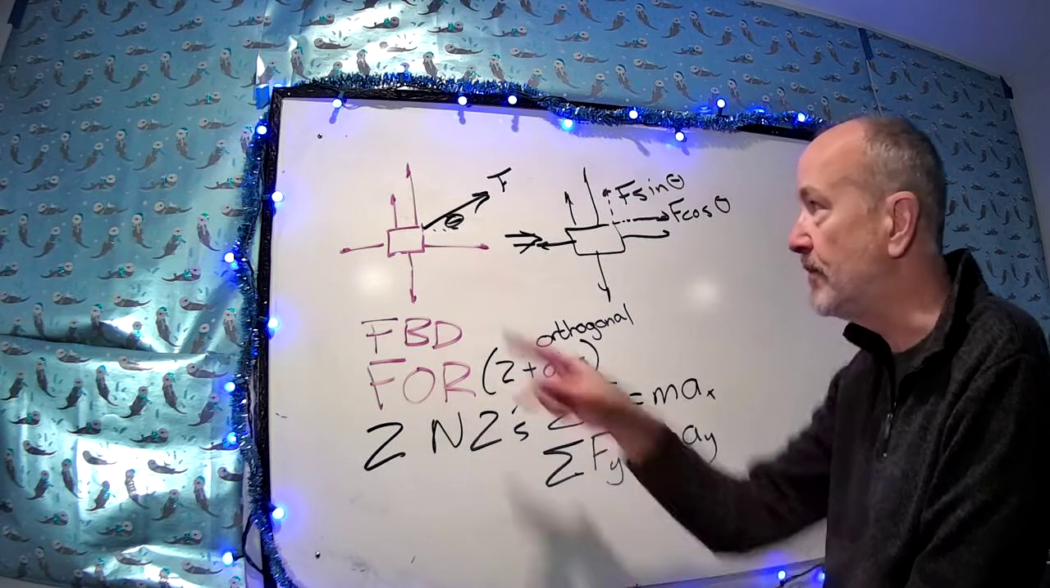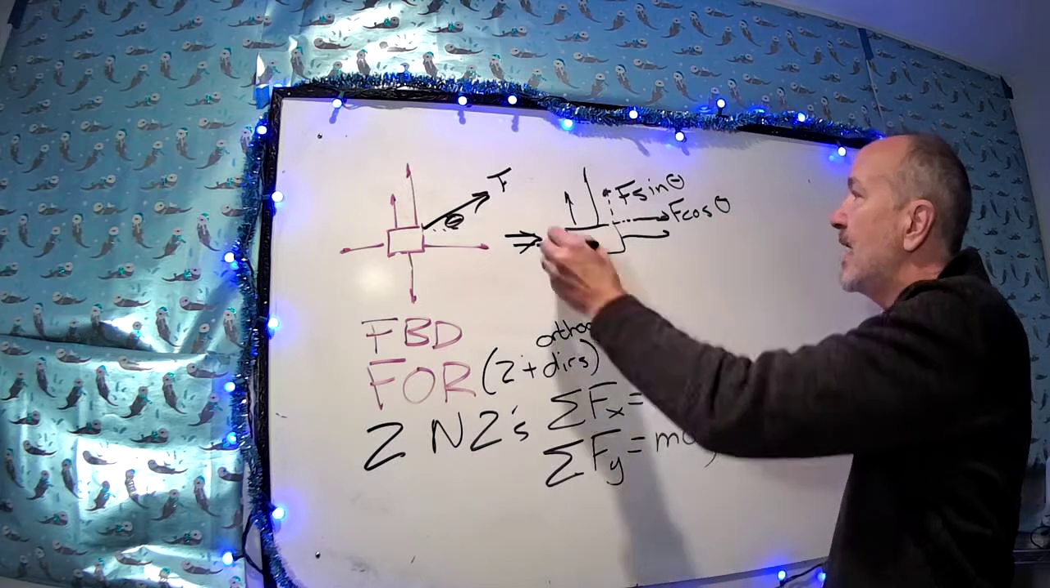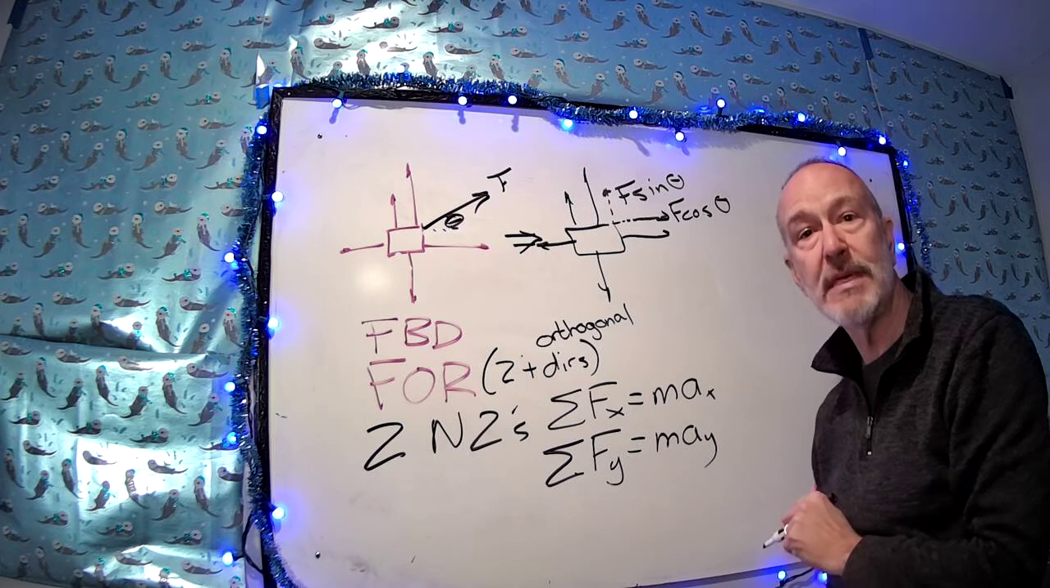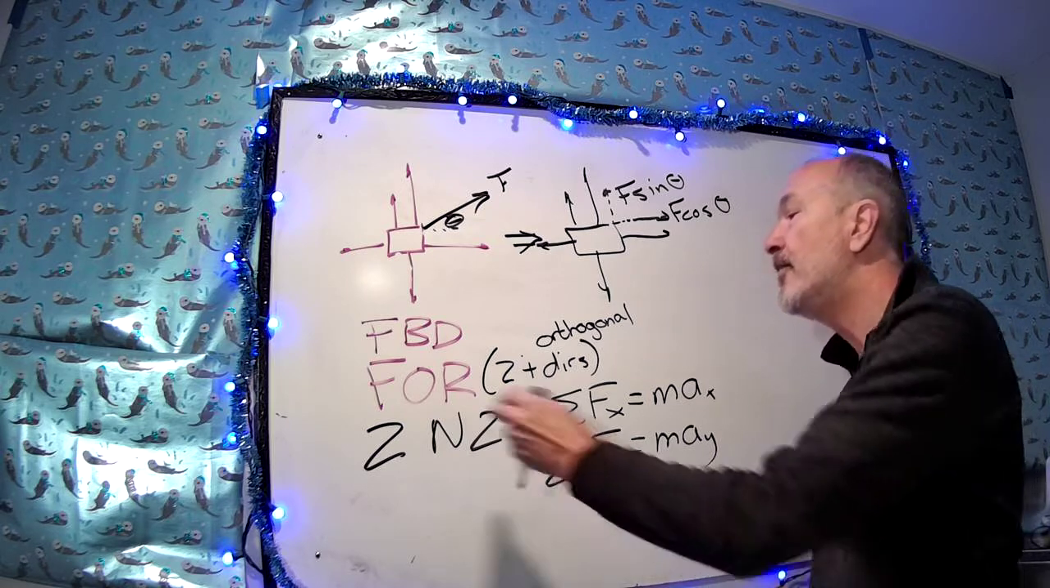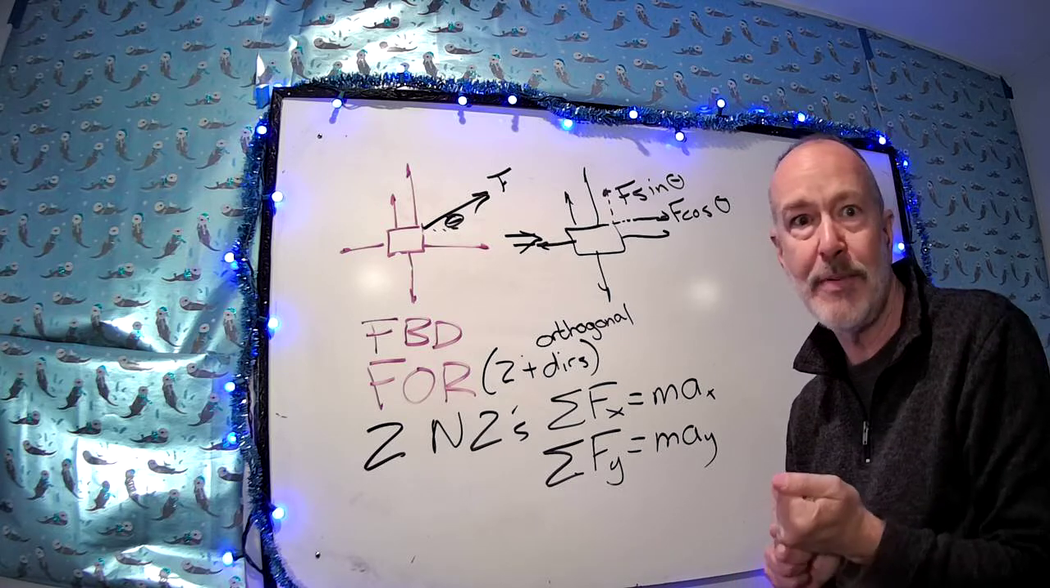Free body diagram, frame of reference, break it into an x and a y and get any angled vectors and break them into those two directions. Then draw your two Newton's second law equations. And it ends up not being that bad.